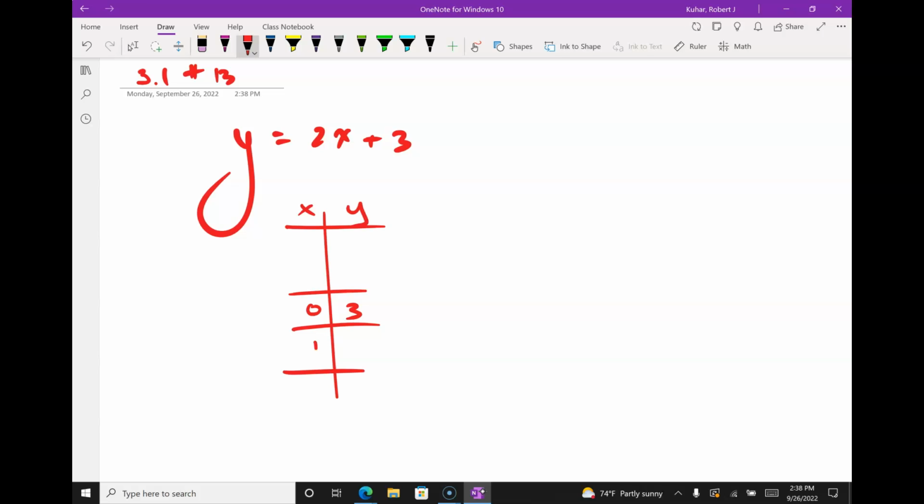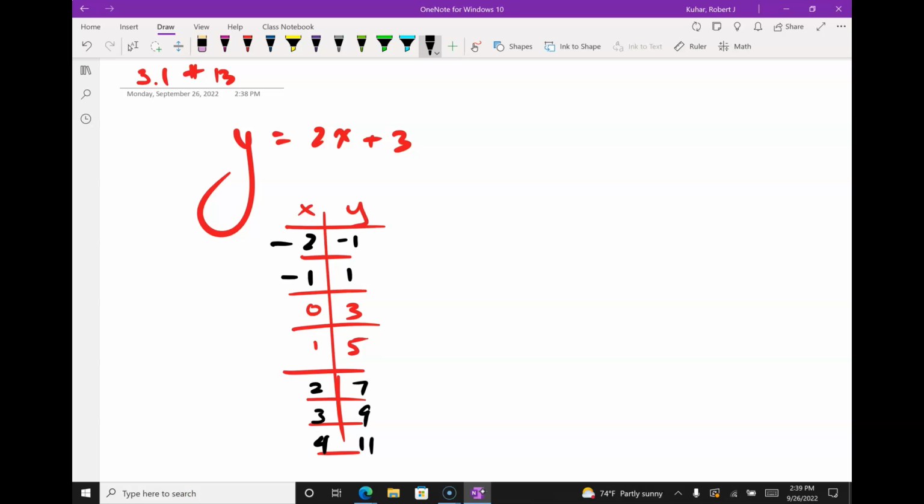I can quickly generate points by picking smart values of x. So 2 times 1 is 2 plus 3 is 5. And now what I'm saying is I don't need to think at all anymore. I don't need to calculate. My x's are moving by 1. My y's are moving by what? 2. Right? 3 to 5 is by 2, right? So 7, 9, 11. My x's are moving by 1. My y's are moving by 2. You see how I'm generating that quickly?